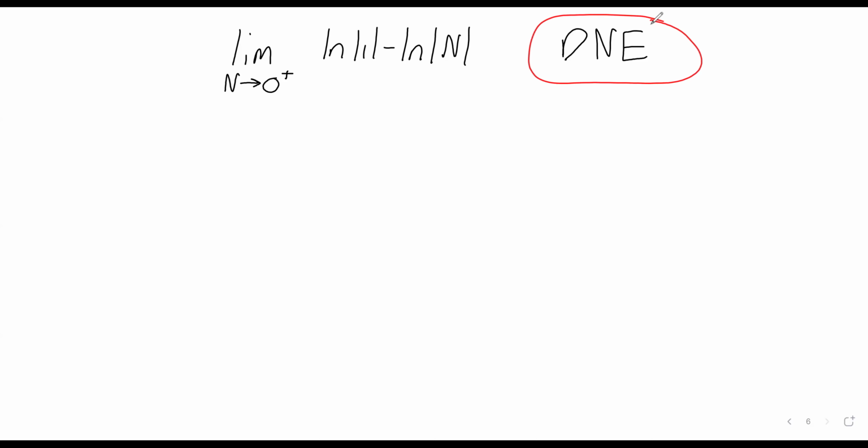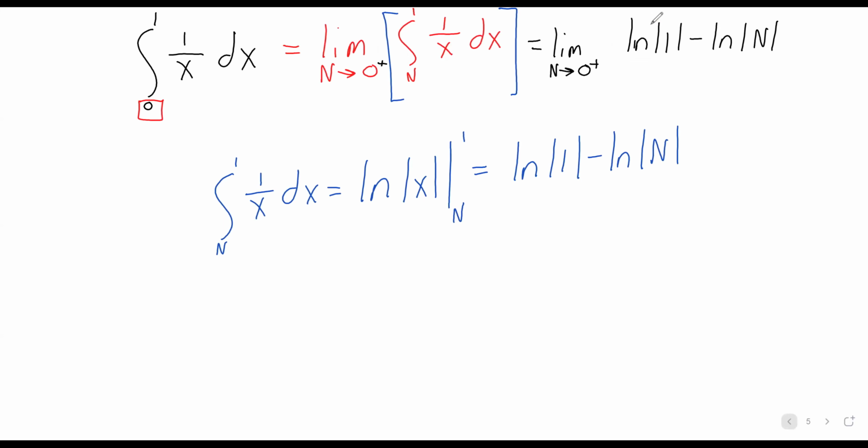So this integral does not exist. And what we just saw, where one of the limits of integration gives a division by 0 error, that's our first example of an improper integral.